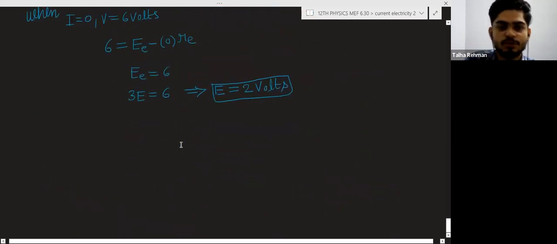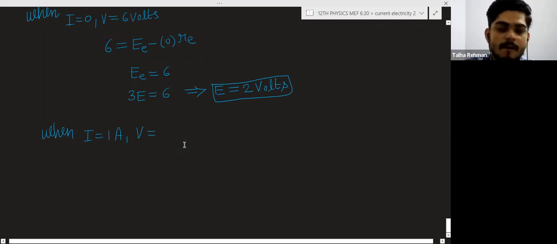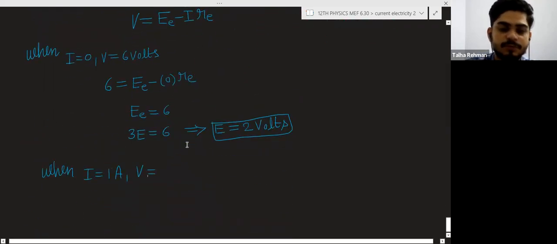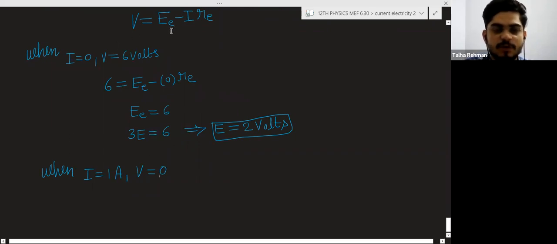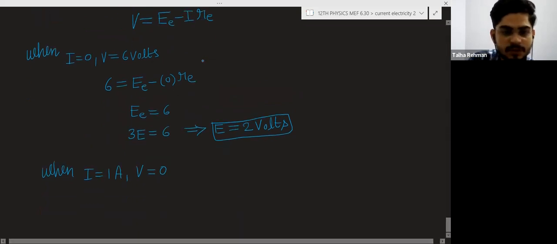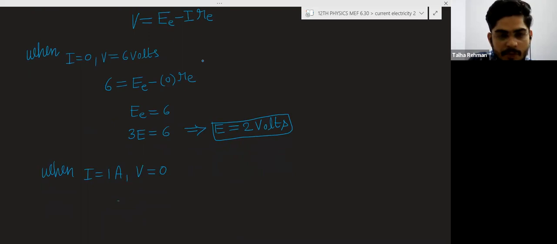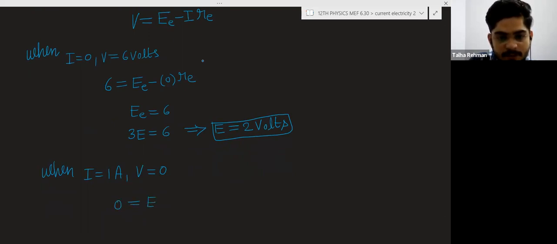So you will write, when current is equal to 1 ampere, potential difference is equal to 0. Now put this in the equation. Just put V equal to 0, and you have E equivalent.